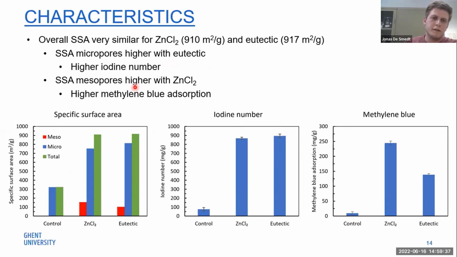And then the story turns a bit around for our zinc chloride and the mesopores, because there zinc chloride is the winner: it has a higher mesopore surface area compared to the eutectic mixture, and also has a higher methylene blue adsorption capacity.